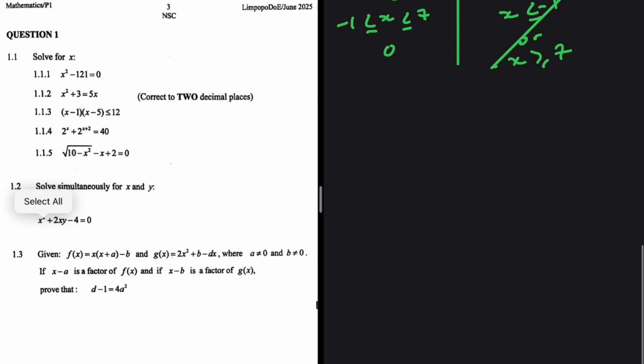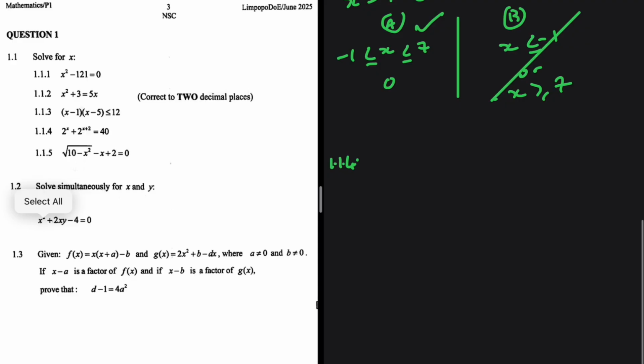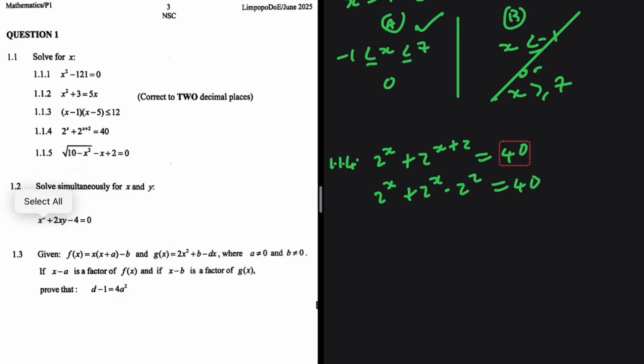What about 1.1.4? So 1.1.4, it's also standard procedure. We have 2 to the x plus 2 to the x plus 2 being equal to 40. So 2 to the x plus 2 to the x multiplied by 2 to the 2 is equal to 40. We want to take 2 to the power x as a common factor. We're going to have 2 to the power x, 1 plus 4 being equal to 40. So 2 to the power x is equal to 40 divided by 5, which is 8.